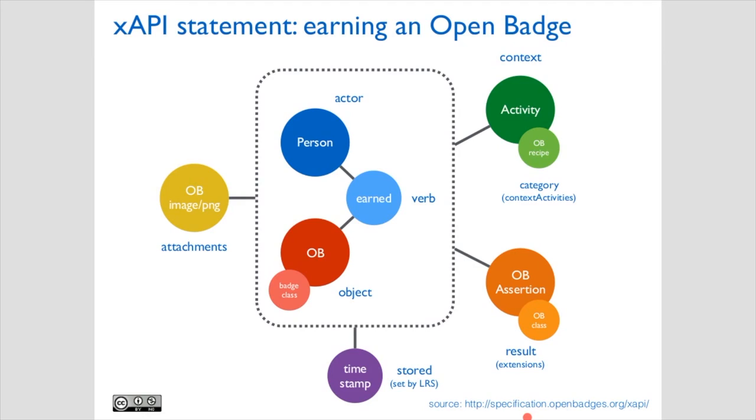And so those are, I think, a really nice, tidy example of something that happens already in a Caliper context. You can demonstrate from recipes for open badges with xAPI how that kind of compares.